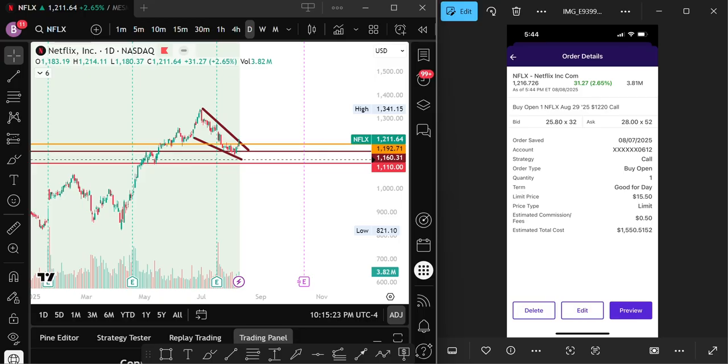So when you see a bull flag pattern, I'm going to show you what you should expect to happen from it.